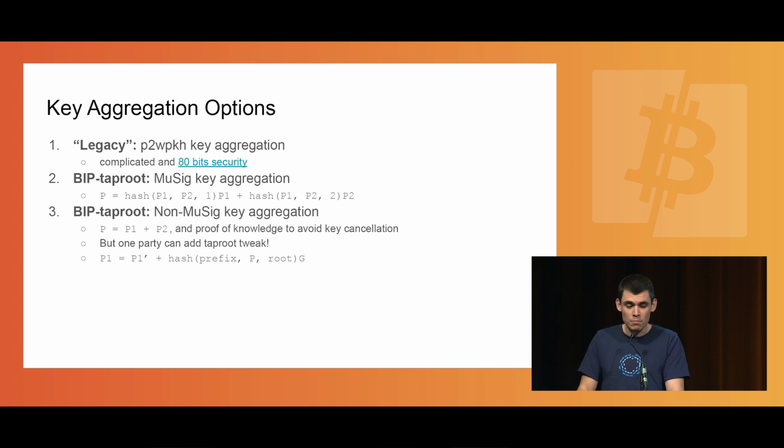But this has a problem because now a single party can just add a taproot tweak without that being noticeable. And this taproot tweak could have a script such that this one malicious party could just on their own spend the coin. So BIP Taproot right now recommends that in such a case you would always add a script path, but this script path would be unspendable.